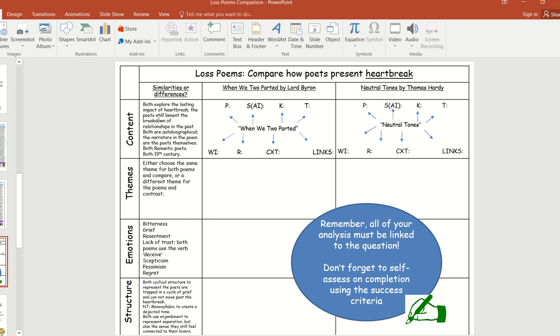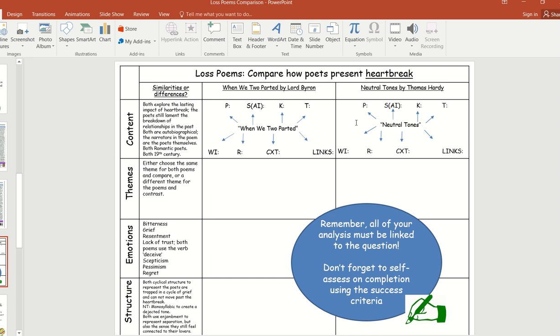So I've said here that both explore the lasting impact of heartbreak, and the poets are still lamenting the breakdown of relationships in the past. And we know that both of these are autobiographical. The narrators in the poem are the poets themselves. They're also both romantic poets, and they are both written in the 19th century.